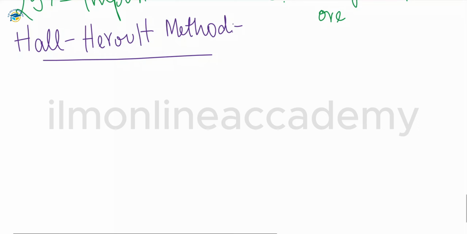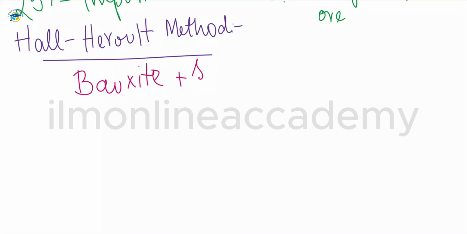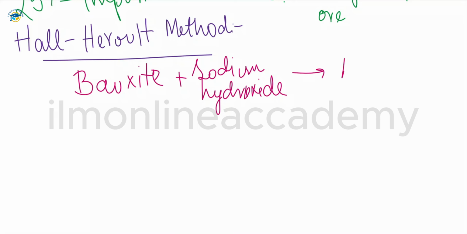The first stage is bauxite. First we have the bauxite, the aluminum ore, and that bauxite is treated with sodium hydroxide. This is the first stage in a refinery, to obtain pure aluminum oxide, which you can also call alumina. The alumina produced is shipped to the electrolysis plant.